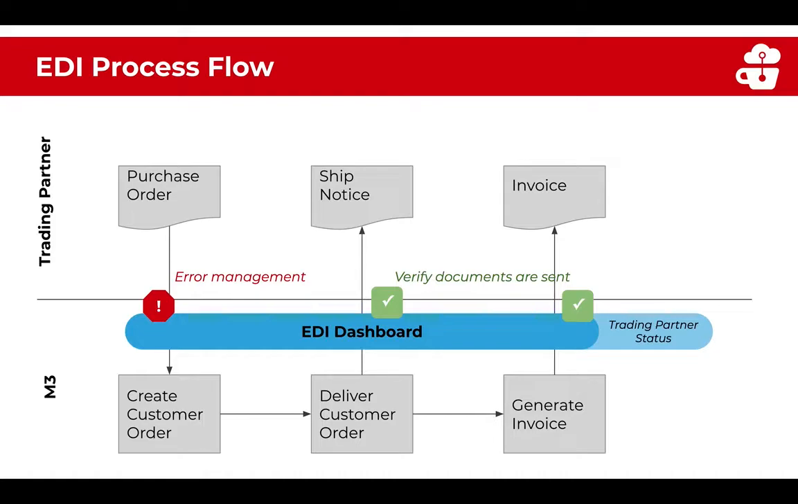Moving on to the generation of the invoice, seeing which invoice is tied to what shipments as a part of the invoice can be verified from the dashboard. In the end, we also have a tab that lets us track all the trading partners and the status of each of the trading partners.